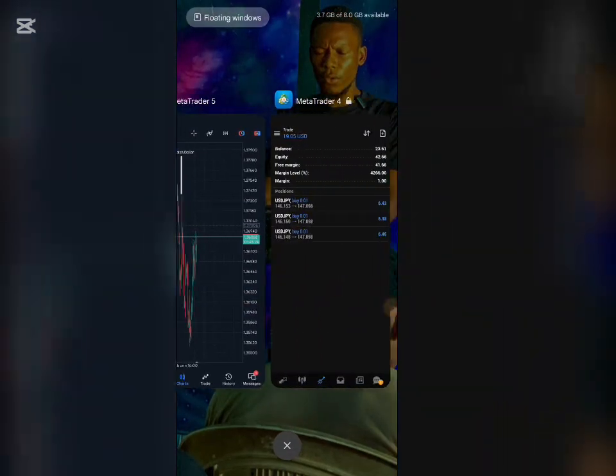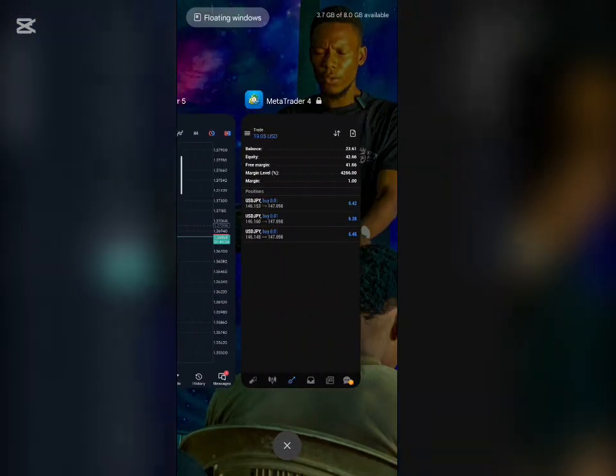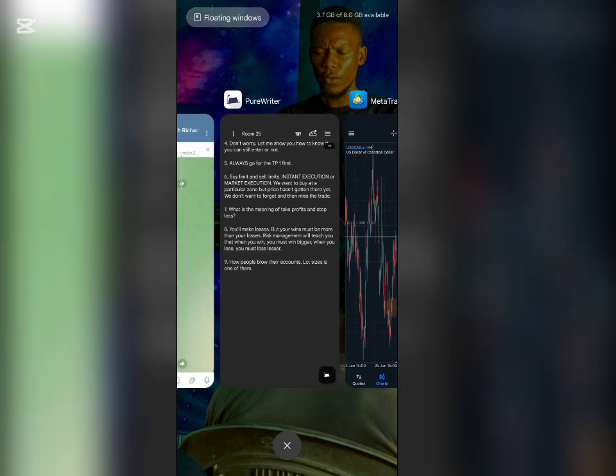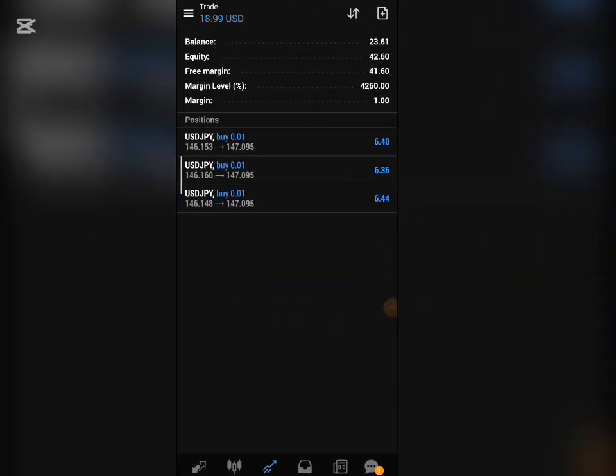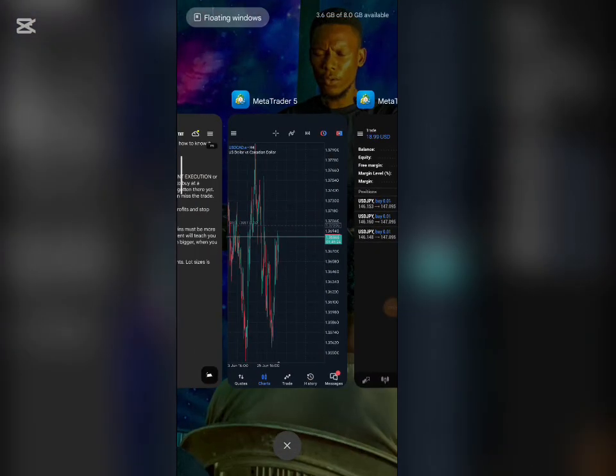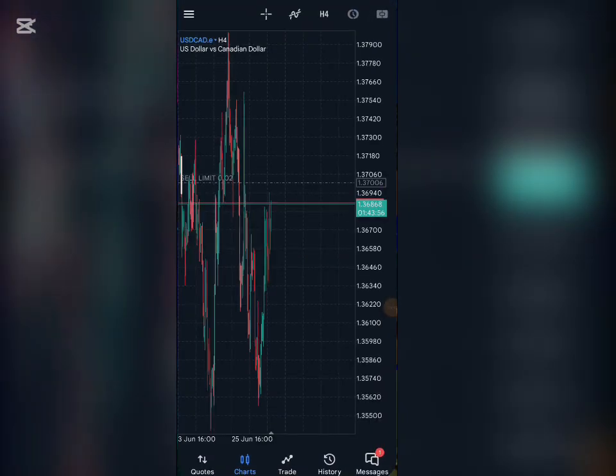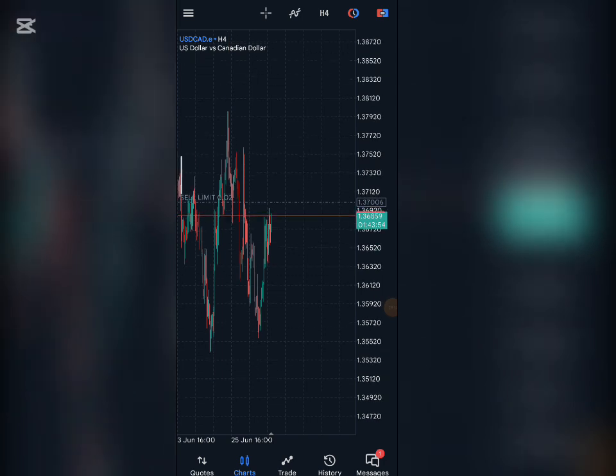Now the other thing I want to explain to you is that you make losses. It's not possible in Forex that you don't make losses. It's impossible. There's no Forex trader who does not make losses. However, you must make sure that your losses are actually smaller than your profits. When you make losses, your losses must be small. When you make profit, your profits must be huge. You must understand that.